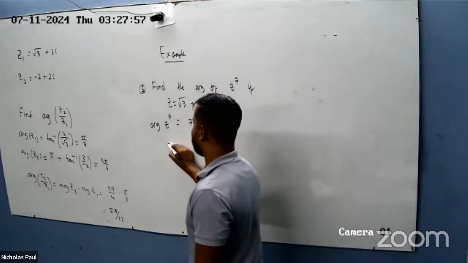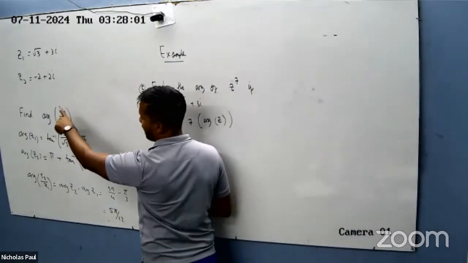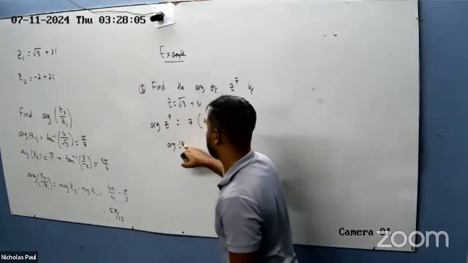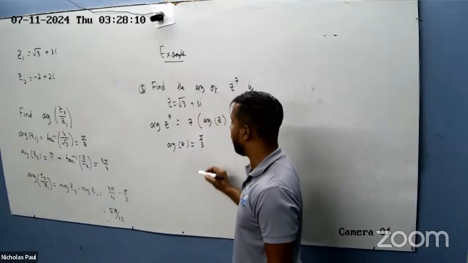Right? And we know that the argument of z, we worked it out already. The argument of z is 5 and 3. That's okay? So therefore, what will the answer be?